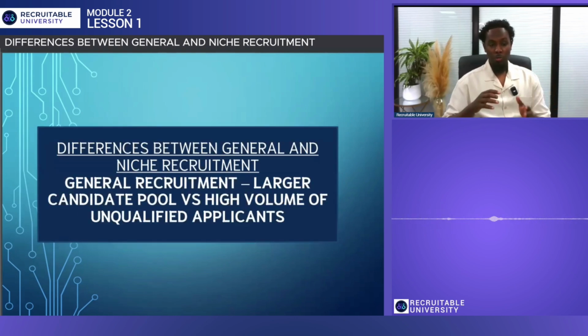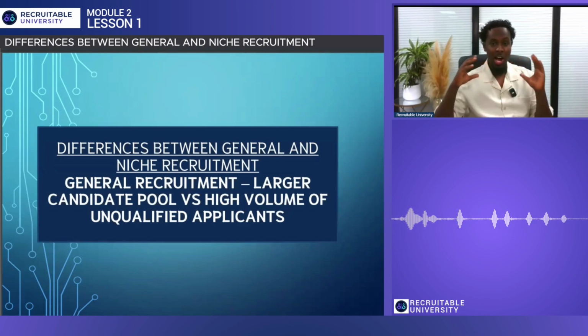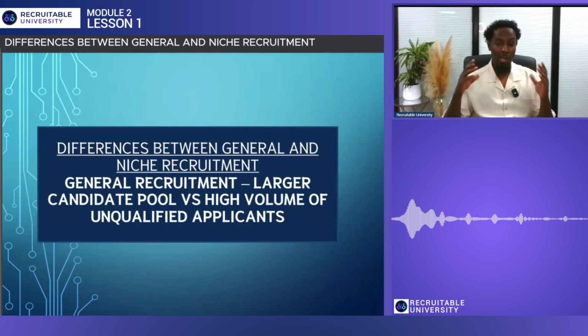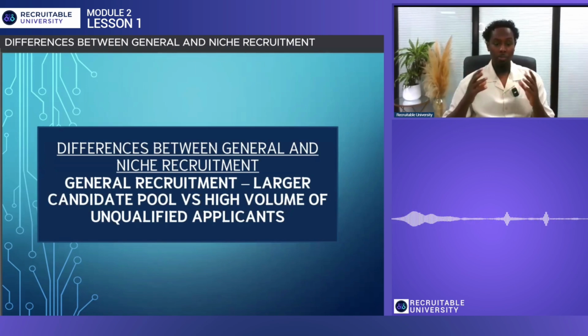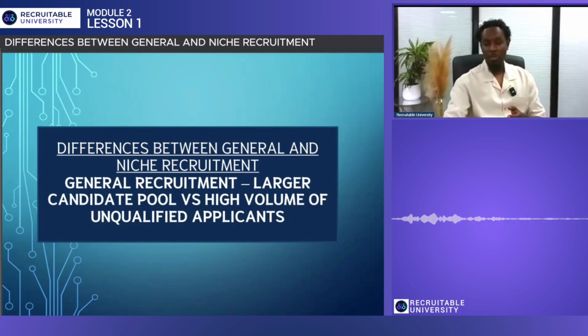So if we start with general recruitment, as we mentioned, you've got a higher selection, a larger candidate pool, so you have a huge amount of candidates, but you also have a huge amount of unqualified candidates. It's one thing to take into consideration. Yes, it's lovely having hundreds of applicants, but of those hundreds, let's say 65% may be irrelevant to you. So only 35% of those will actually be relevant.